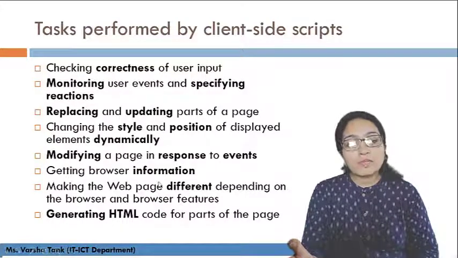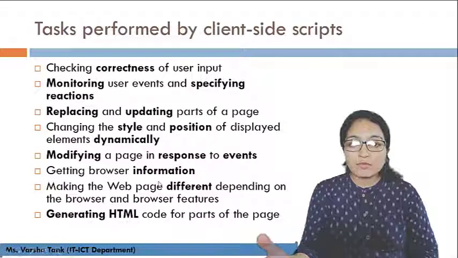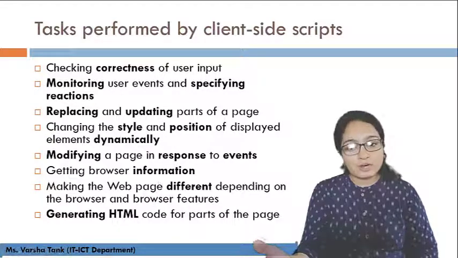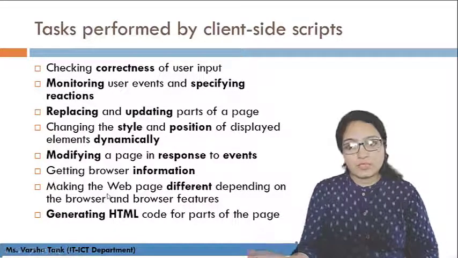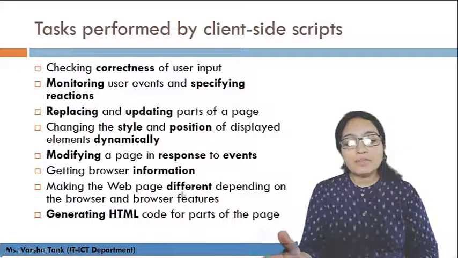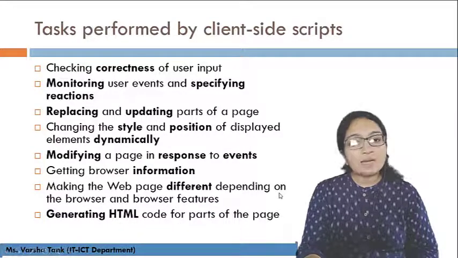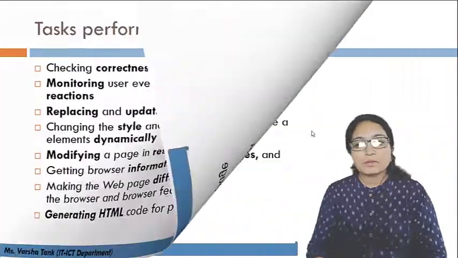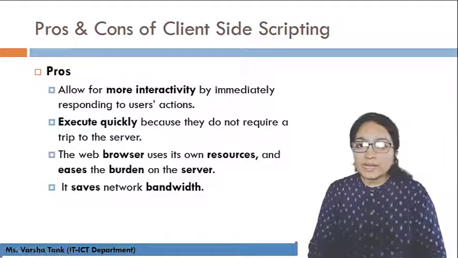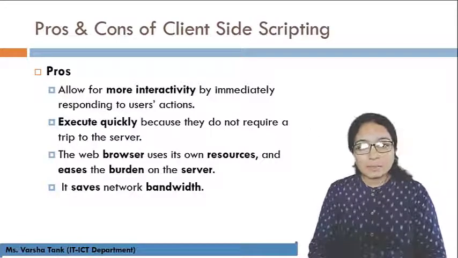So whenever any event occurs, it will modify the page according to that particular event. Then getting the browser information. If you want to get the browser information, you can use JavaScript, meaning you can use the client-side script. It also makes the web page different depending on the browsers and the browser features, and generates the HTML code for parts of the pages. So these are the various tasks that are performed by client-side scripts.